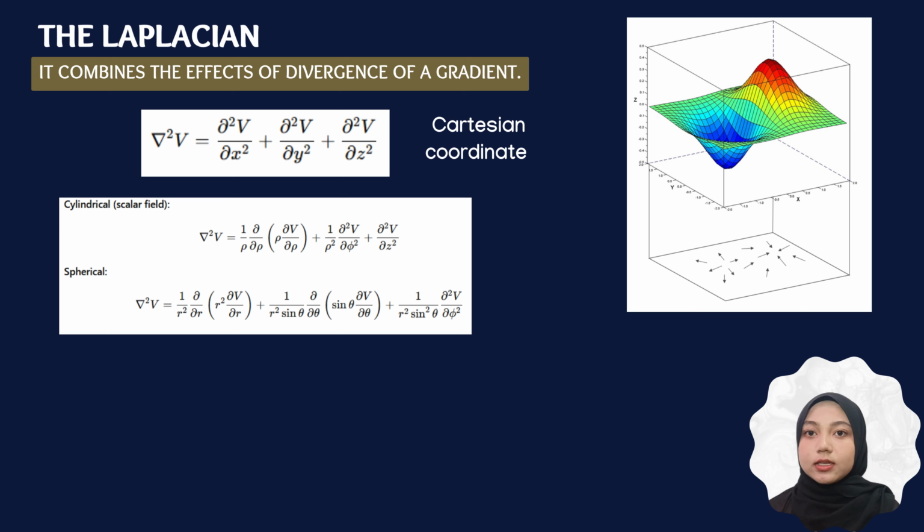To make it easier to understand, we can use the analogy of heating a metal plate, where V represents temperature. If a point is hotter than its surroundings, the Laplacian is negative. If cooler, it is positive. And if the same, the Laplacian is zero. This concept helps us visualize how quantities like electric potential and temperature spread in space, and whether a point acts as a source, sink, or is in equilibrium, as also illustrated in the 3D plot on the slide.